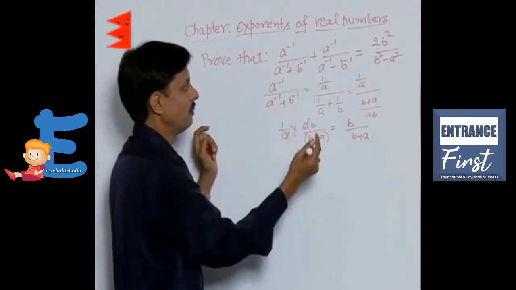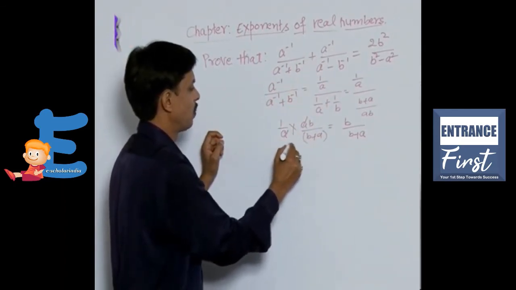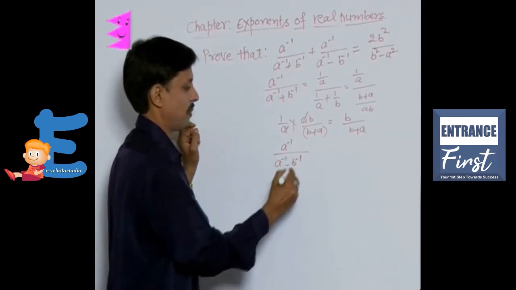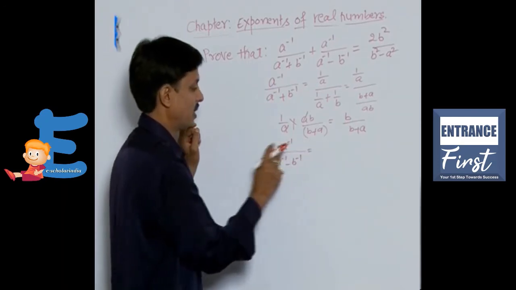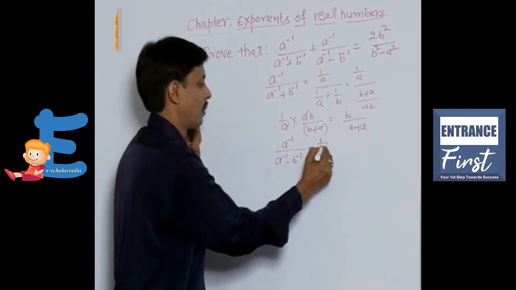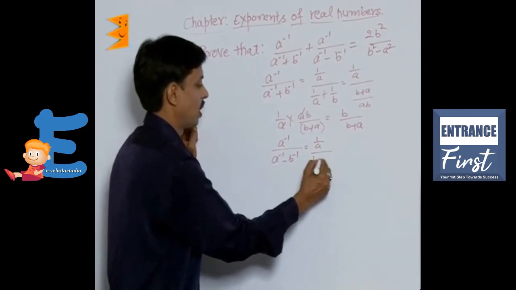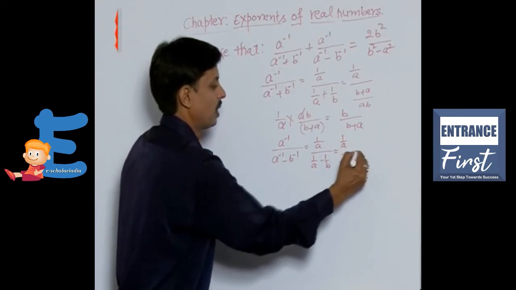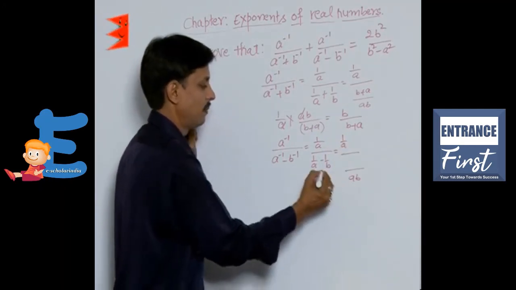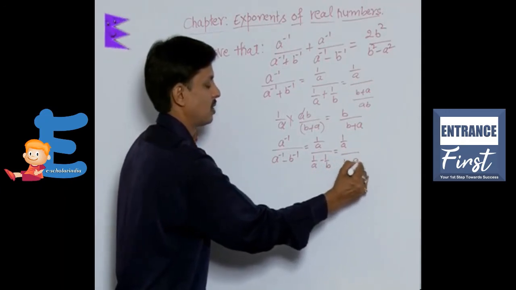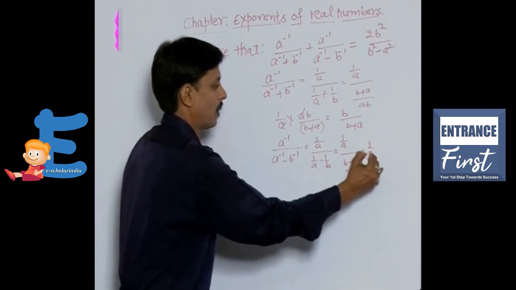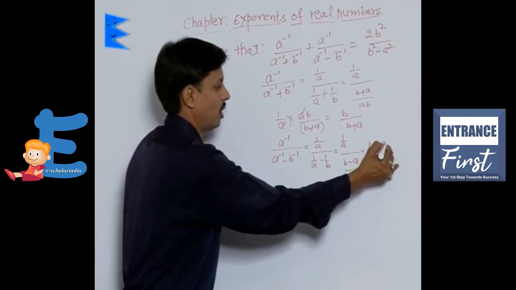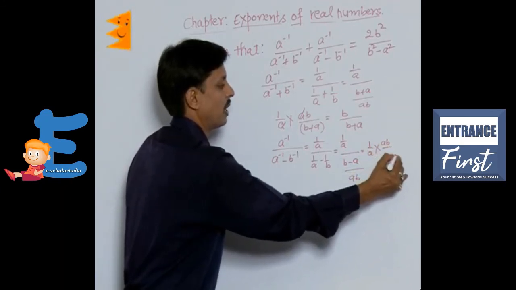Now I am taking the second term. The second term is a raised to the power minus 1 divided by a raised to the power minus 1 minus b raised to the power minus 1. This can be written as 1 upon a divided by 1 upon a minus 1 upon b, which can be written as 1 upon a divided by ab as LCM, and the answer here will be b minus a, which can be written as 1 upon a multiplied by this denominator's reciprocal, that is ab upon b minus a.